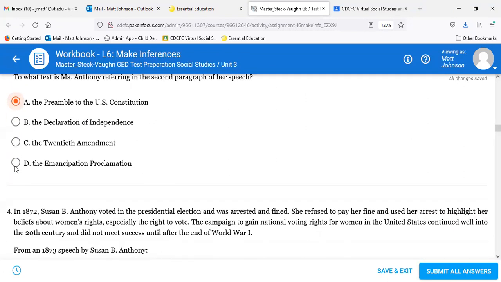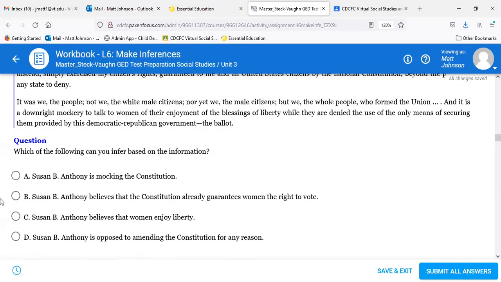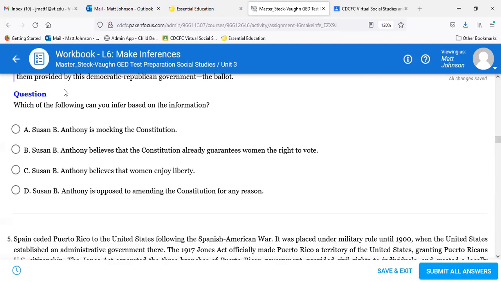All right. Number 4, Grace, would you like to read number 4 for us? Which of the following can you infer based on the information? A. Susan B. Anthony is mocking the Constitution. B. Susan B. Anthony believes that the Constitution already guarantees women the right to vote. C. Susan B. Anthony believes that women enjoy liberty. And D. Susan B. Anthony is opposed to amending the Constitution for any reason.